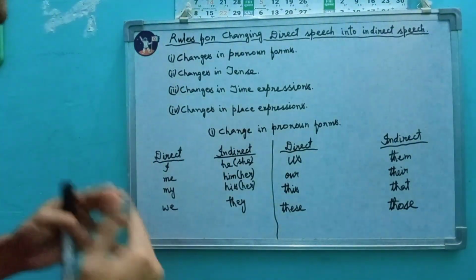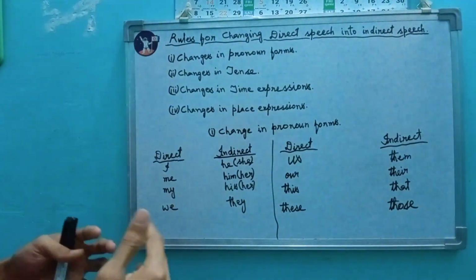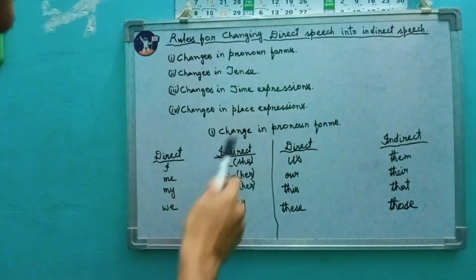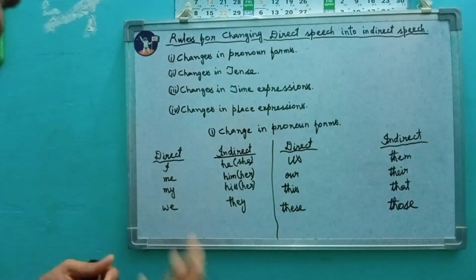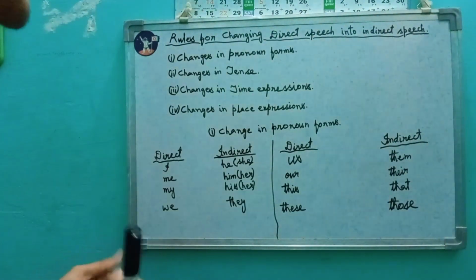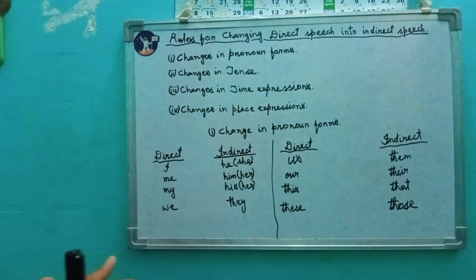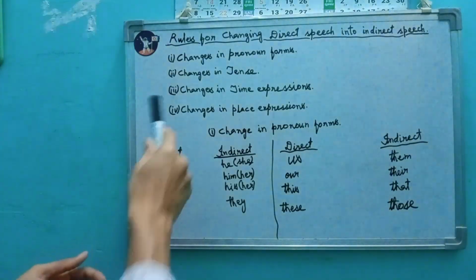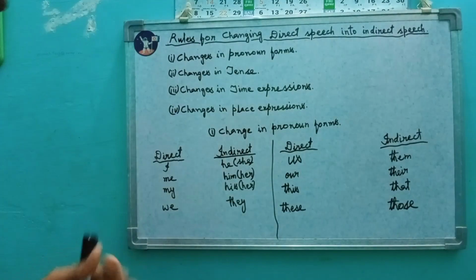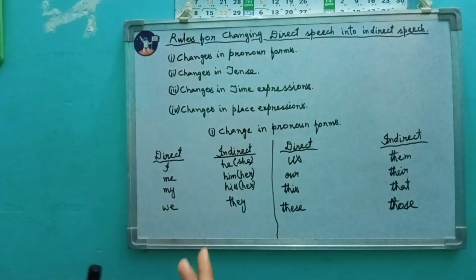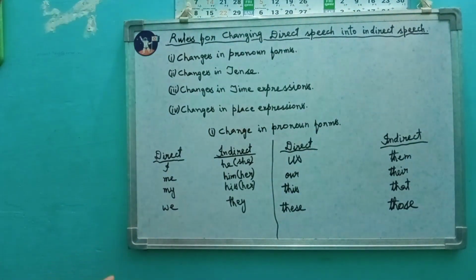First, we need to focus on change in pronoun forms. Second, change in tense. We need to make some changes in the form of tense. Third, change in time expression. We need to change the time expression. For example, today we change in the indirect speech to that day, like this.